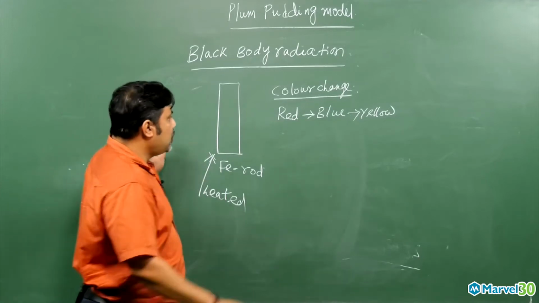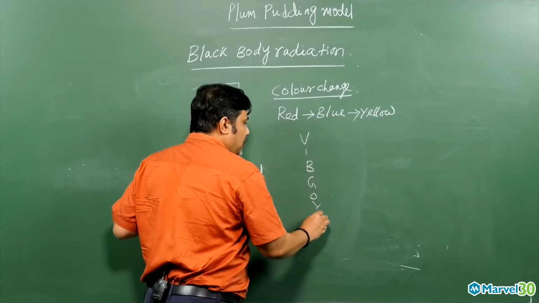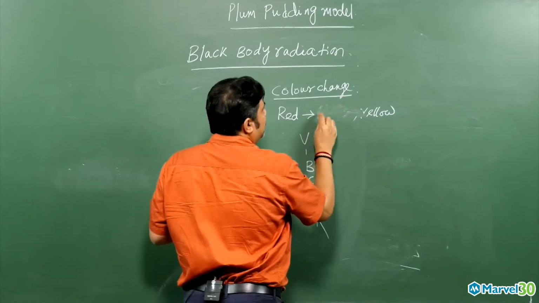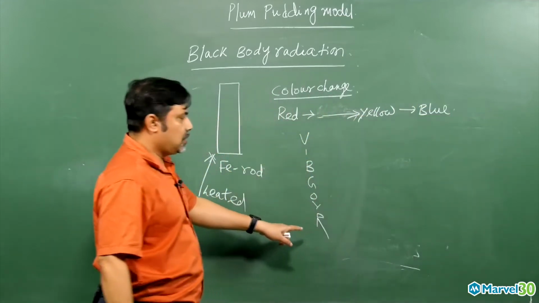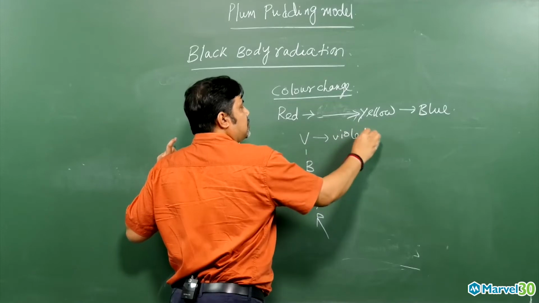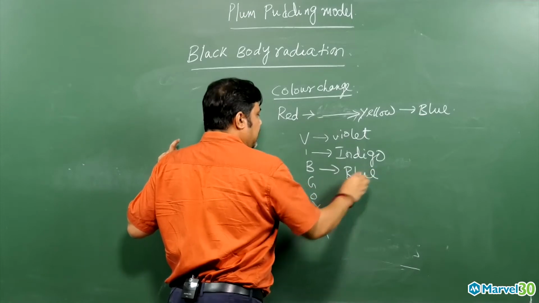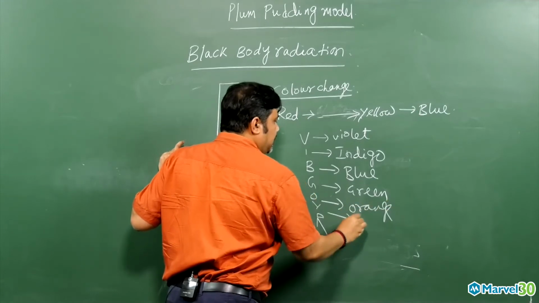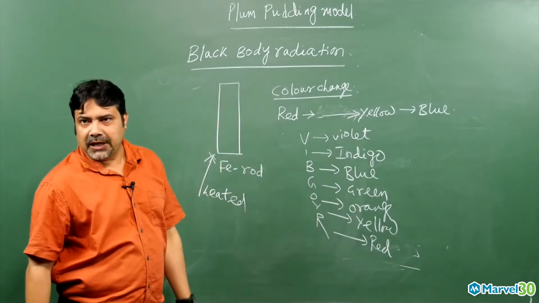Now if you look at these things, I hope you know VIBGYOR. Everybody knows VIBGYOR. So this will be red, yellow, and finally blue. And then V for what? Violet. I for indigo, B for blue, G for green, O for orange, Y for yellow, and R for red. Everybody knows this, this is nothing but VIBGYOR.